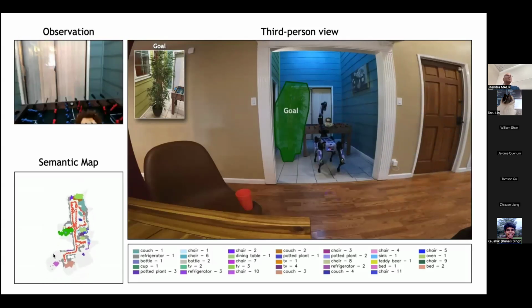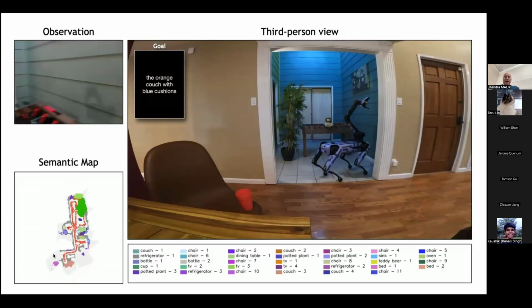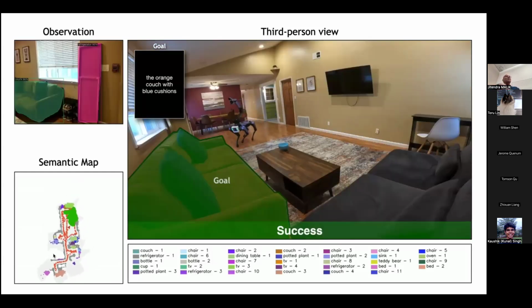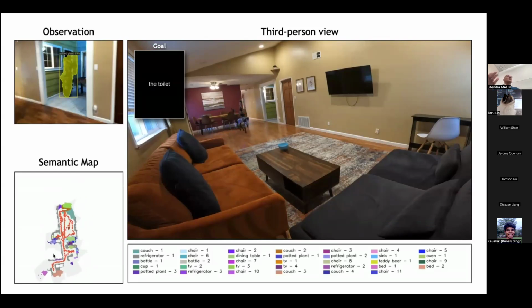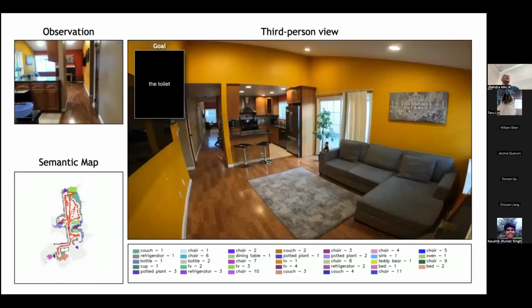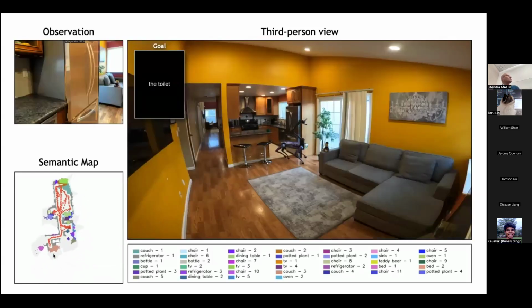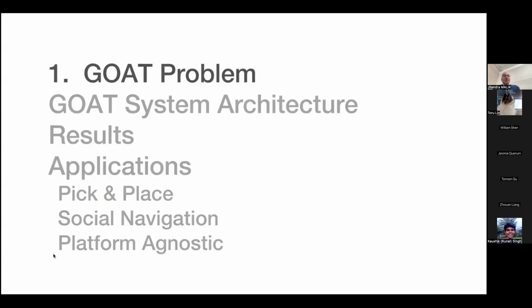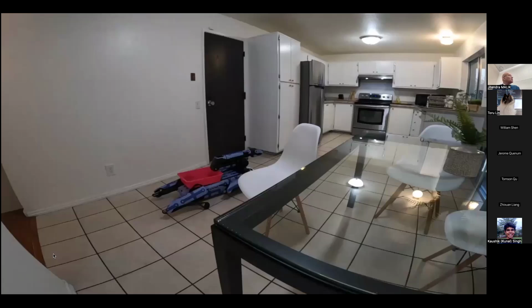Do you expect the SPL will become more optimal? Yeah, so we actually have some experiments that for the same target, after it's gone through the house a little bit, the SPL is better than it would have been in the beginning. So, okay. So this is the GOAT problem.